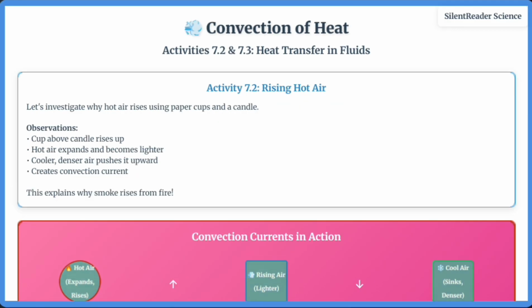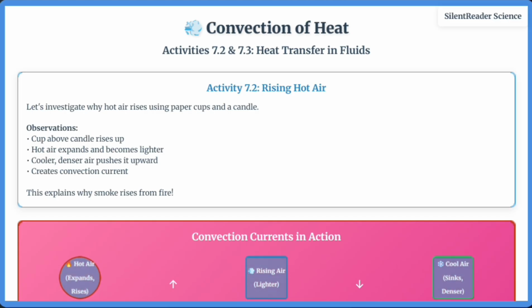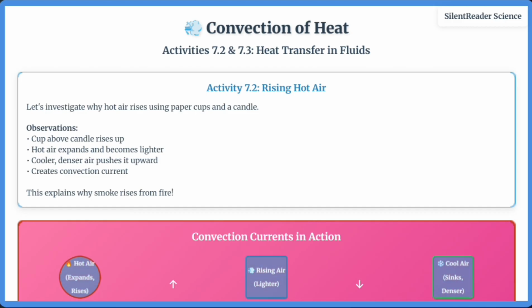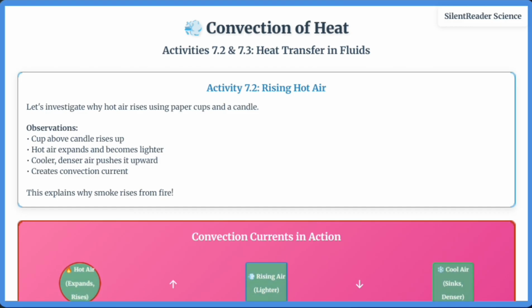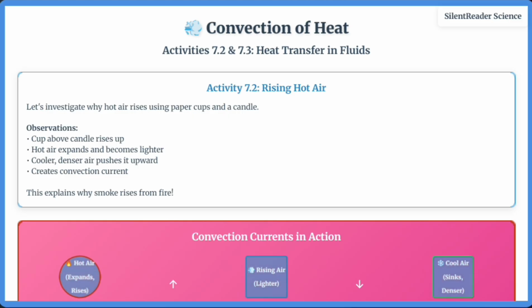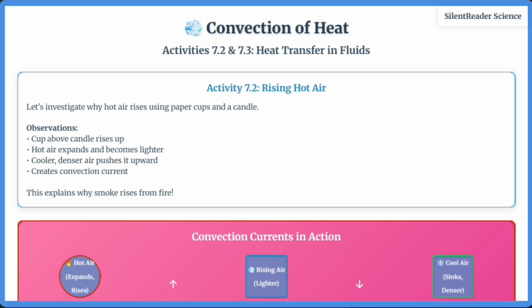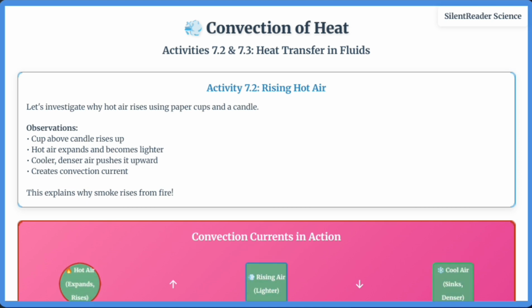Now let's explore convection through Activities 7.2 and 7.3. In Activity 7.2, we hang paper cups and place a candle under one. The heated cup rises because the air inside expands, becomes lighter, and rises. This is convection. Smoke rises for the same reason.